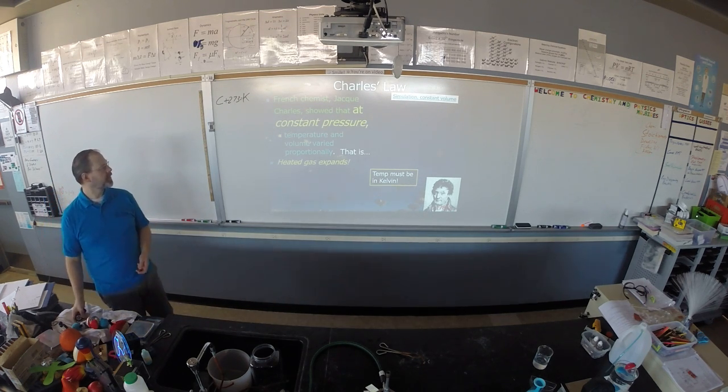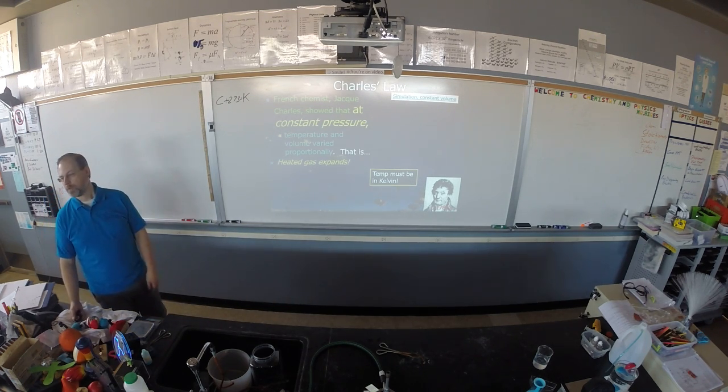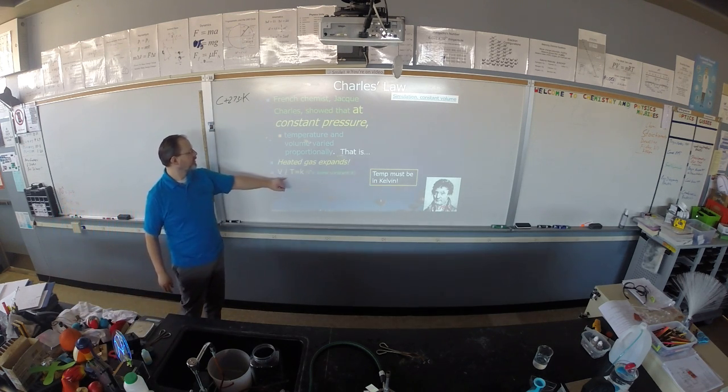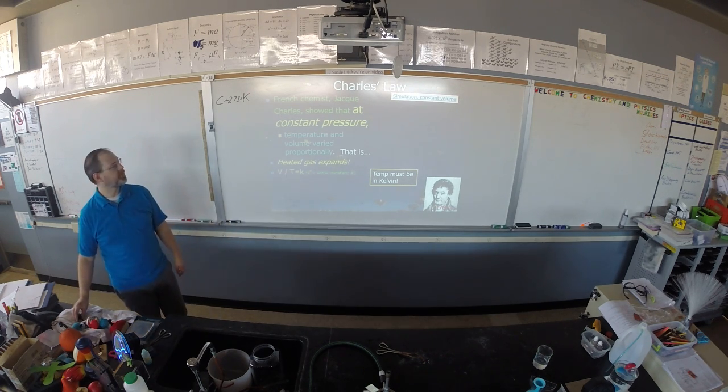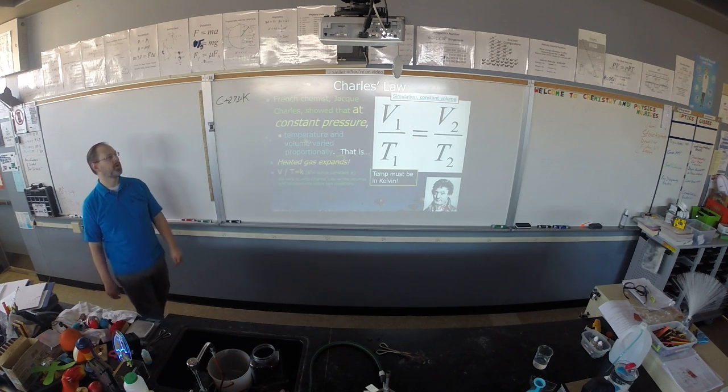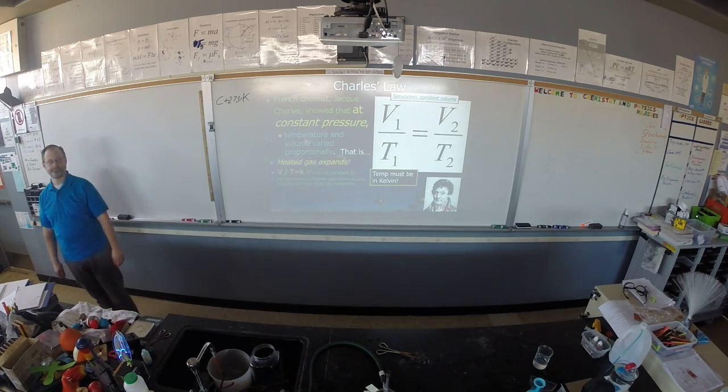So this is usually expressed two ways. One way is to express V over T equals a constant. You're going to find this online a lot. The other way is to express the way textbooks express it, and that is V1 over T1 equals V2 over T2.